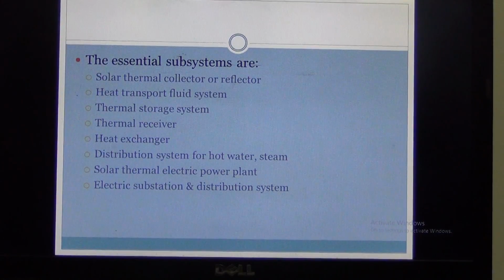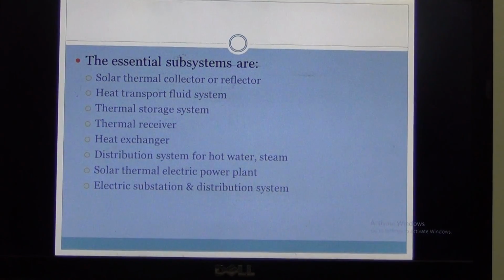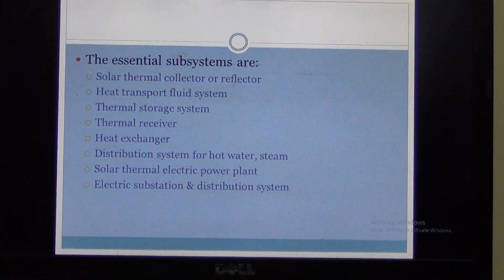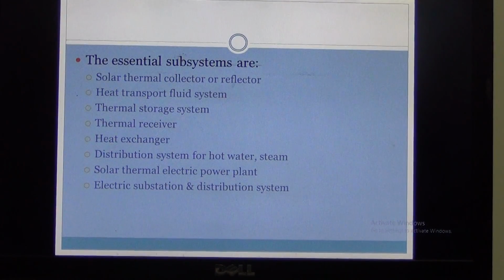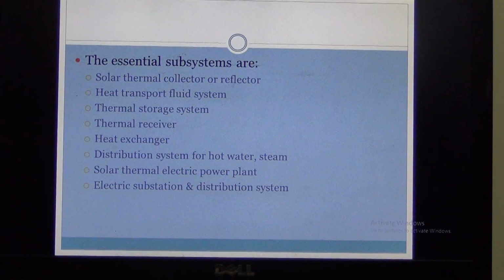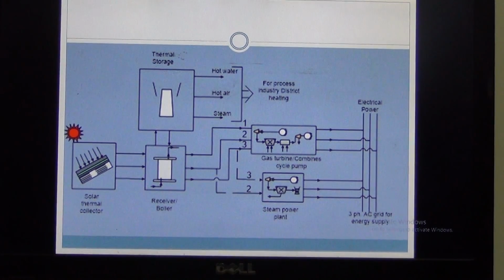Heat exchanger, it converts the heat to make vapor generation or for air space heating or many other uses. Distributed system for hot water and steam is also being used. Solar thermal electric power plant, the whole solar thermal electric power plant. Electrical substation and distribution center, where the heat energy is converted to electrical energy. It should be transferred to some lower substation where this energy is distributed to the users. This is the main diagram of a solar power plant.